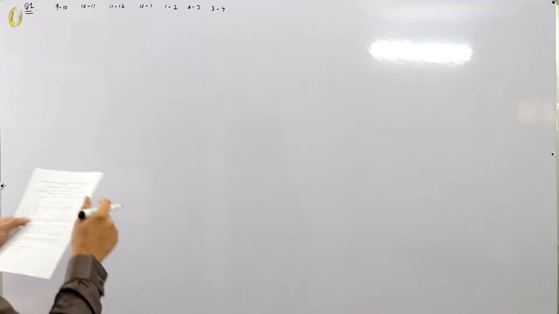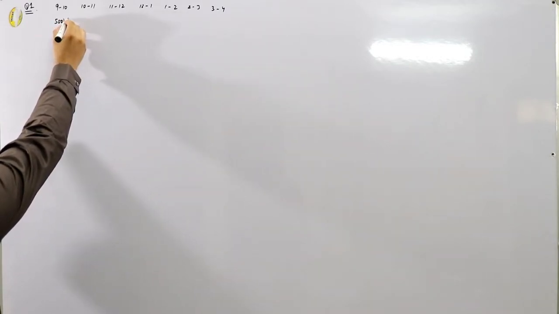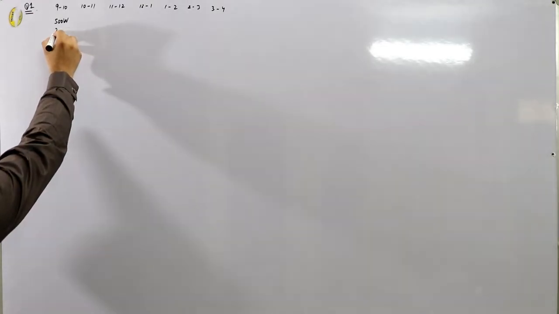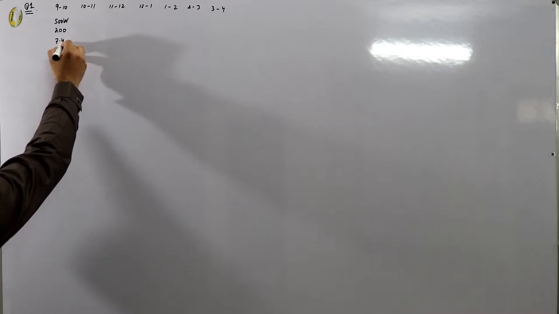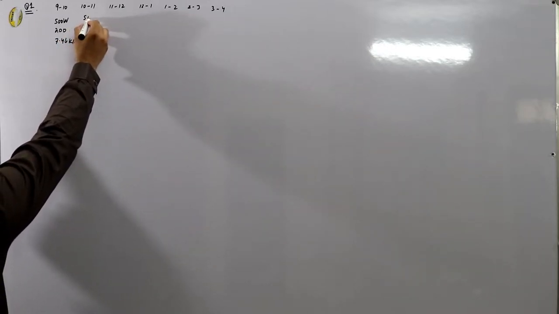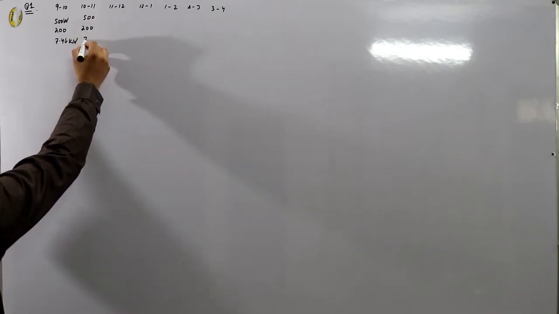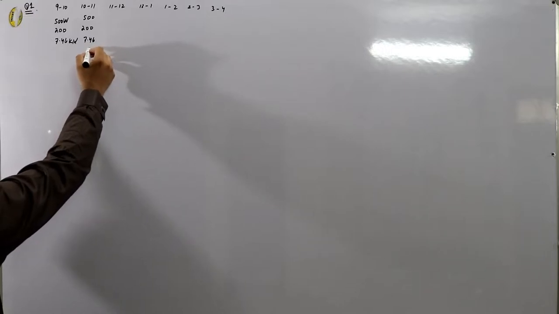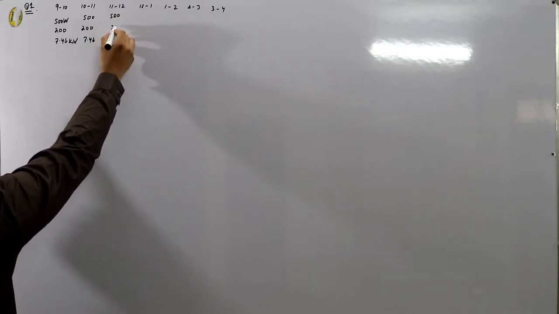From 9 to 10, he is using light bulbs equivalent to 500 watts, fans of 200 watts, and an air compressor of 7.46 kilowatts. Then from 10 to 11, he is using light bulbs for 500 watts, similarly fans for 200 watts, and a milling machine for 7.46 kilowatts. Similarly, over here you have 500 watts for lights, 200 for fans.